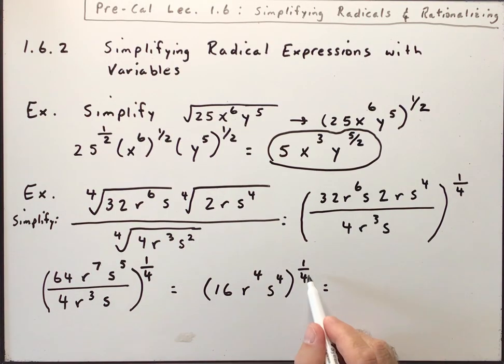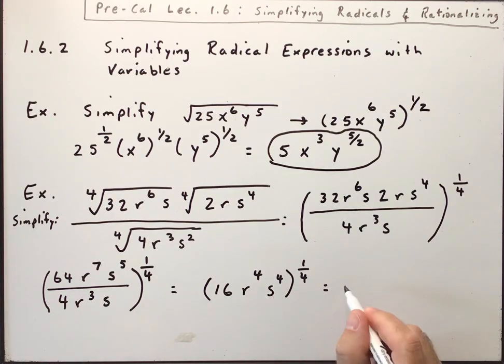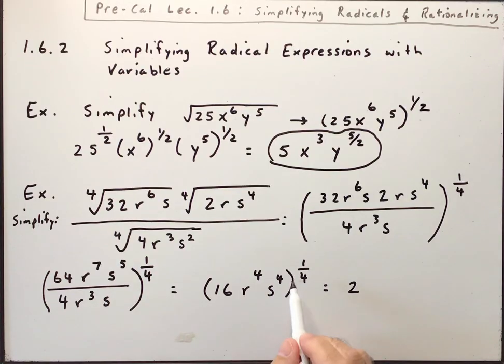So that's 16 to the 1/4. What's the fourth root of 16? Well, it's 2. 2 times 2 times 2 times 2 would give you 16. R to the 4th to the 1/4 power. 4 times 1/4 is 1, so that just leaves r.